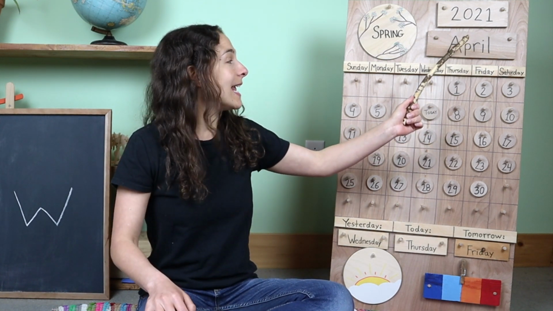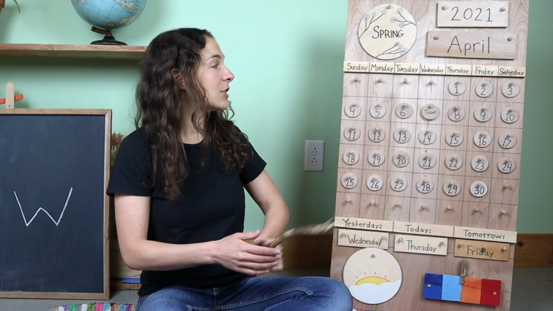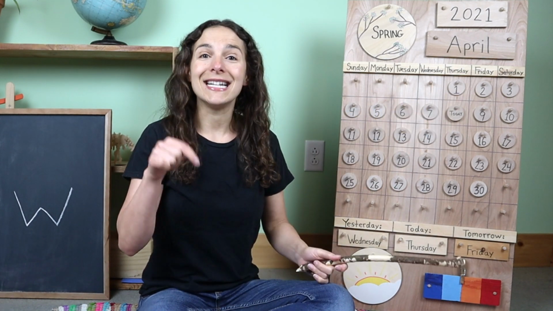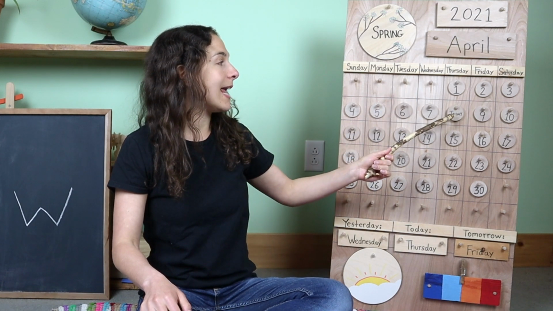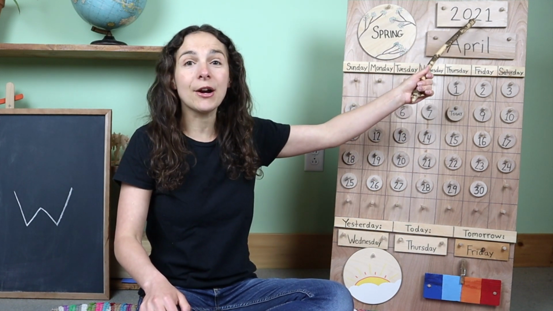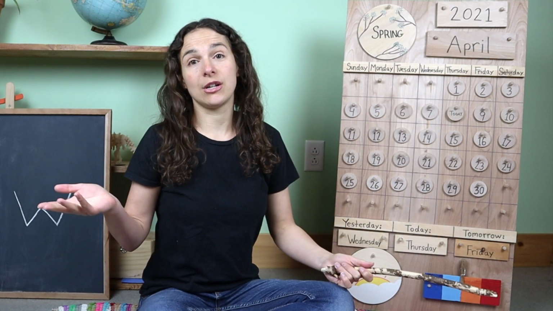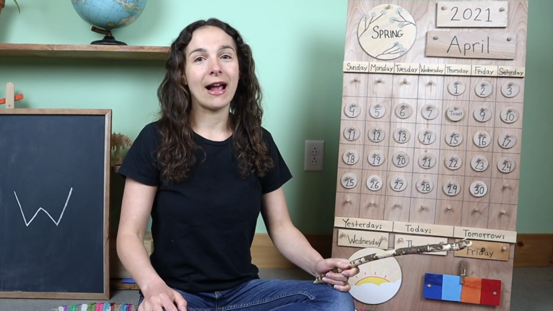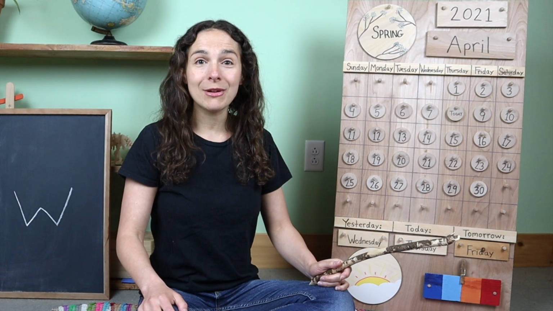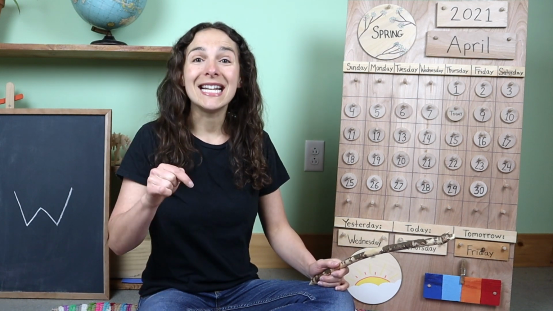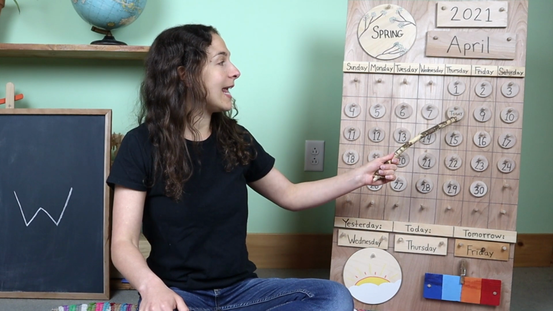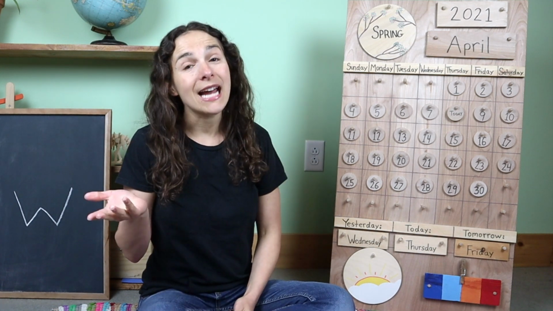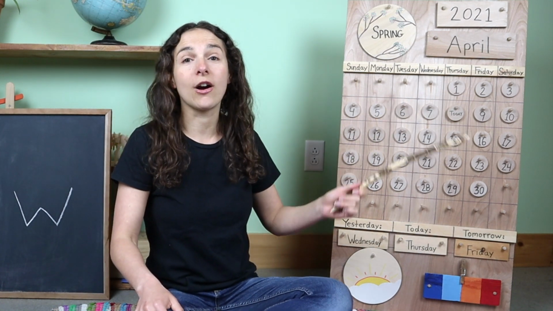And today is April 8th. So let's move the chip over from yesterday. Yesterday was April 7th, and today is April 8th. And right up here we have the year. You can say that the year is twenty twenty-one, but you can also say that the year is two thousand twenty-one. Both ways are correct. Will you say the date one more time with me? Here we go. Today is April 8th, 2021.